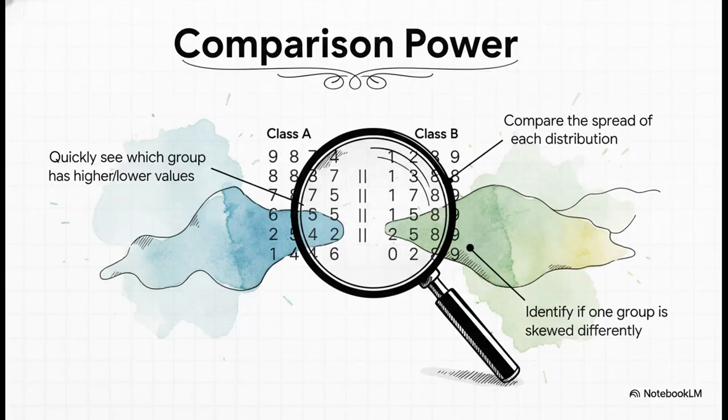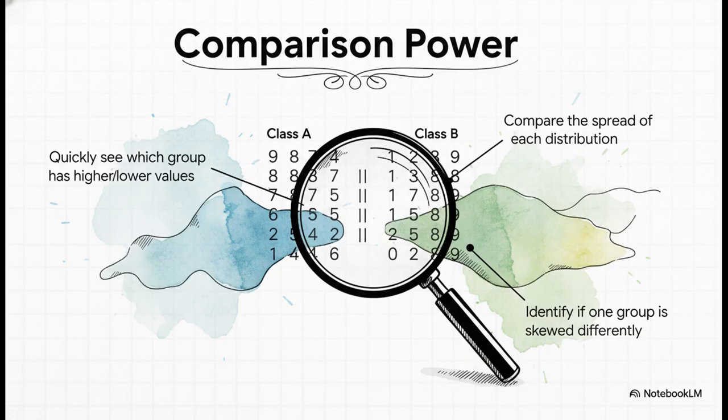So what does this actually give us? Well, it means with a single glance, you can immediately start comparing the two groups. Does one class have higher scores? Is the data in one class more spread out than the other? The whole story of both data sets is laid out right there, side by side.